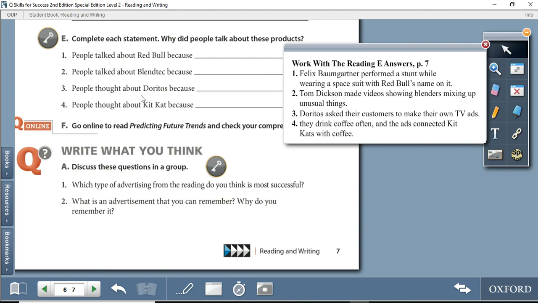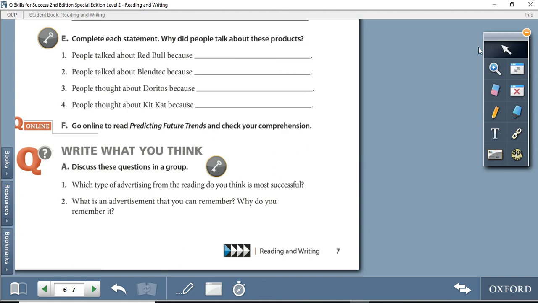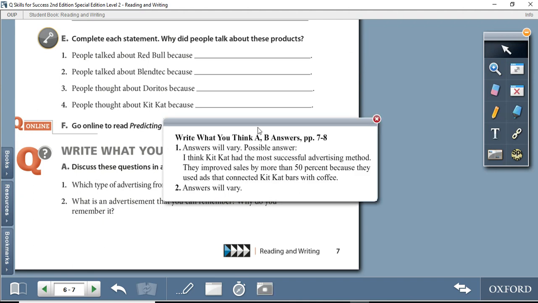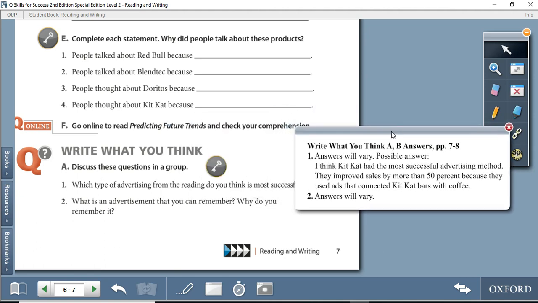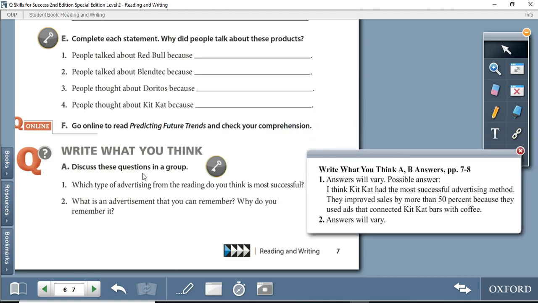3. People thought about Doritos because Doritos asked their customers to make their own TV ads. 4. People thought about Kit Kat because they drink coffee often and the ads connected Kit Kat with coffee. Next, write what you think. First of all, discuss these questions in a group. So you need to discuss these questions with your colleagues or with your teacher.